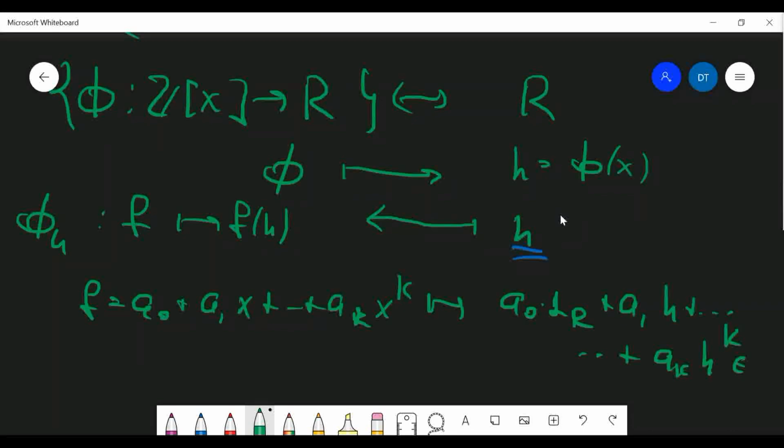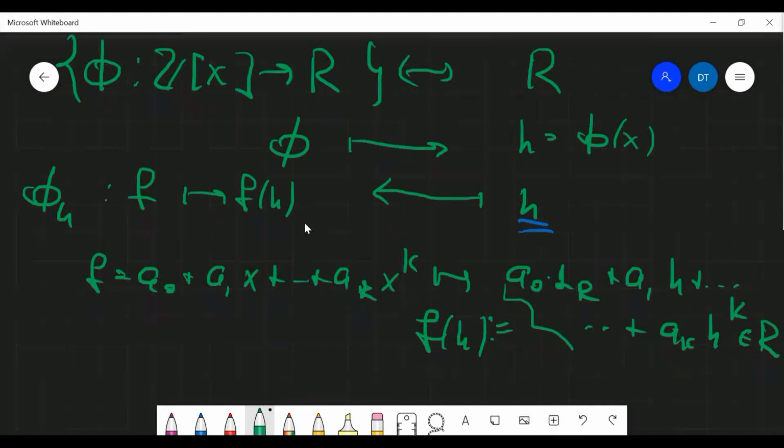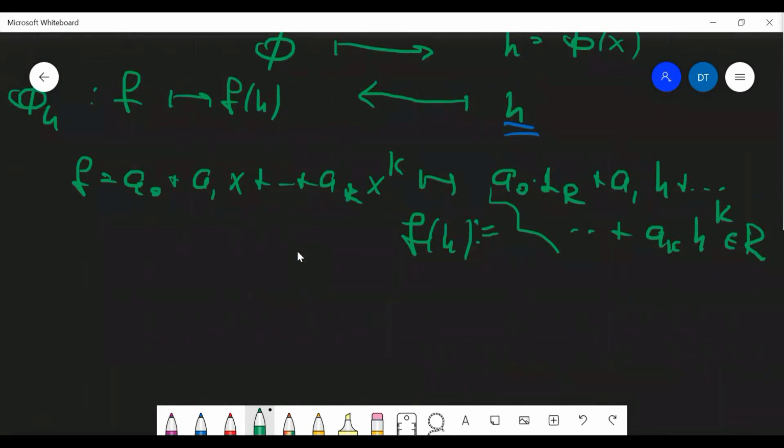And all these elements belong to R. Since a0, a1, ..., ak are integers, h and all powers of h are elements of R, so this is an expression from R. And as you can see, I can simply denote the right-hand side by the expression f of h. This is just for simplicity, that's just the definition of this expression. I just substitute x by an arbitrary element h. And we can check that this rule defines a homomorphism.